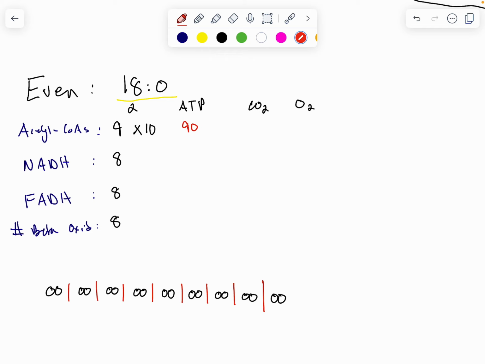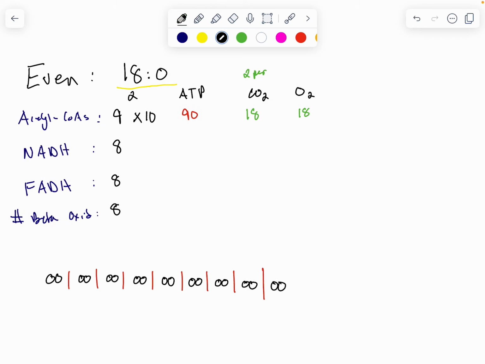And if we remember, we produce 2 CO2s per round of TCA cycle, and we consume 2 moles of oxygen per TCA cycle as well. So if we know that we are producing 2 per cycle, we're going to be producing 18 CO2s as well, and we are going to be consuming 18 oxygens as well. So basically here, this math is I'm just multiplying 9 by 2 because we know we're producing 2 per.